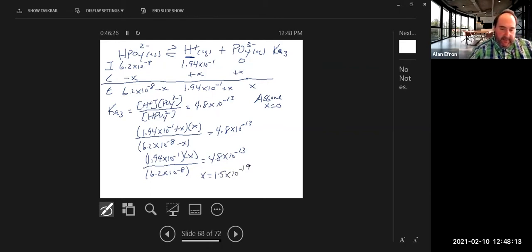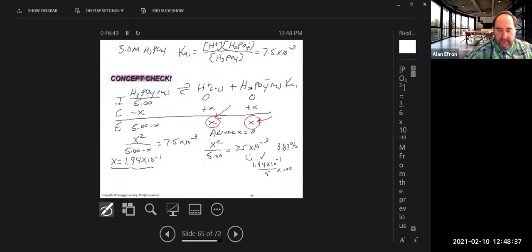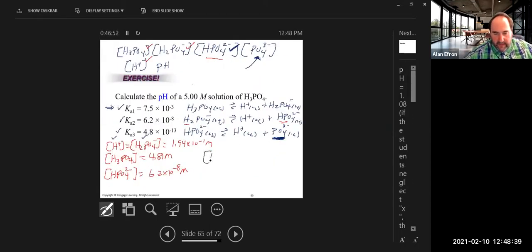You want to check it, but it pretty much should be good. 1.94 times 10 to the minus 1 times 100, nowhere even near 1%. So the check is good here. Again, what that means in terms of our table is that X value is our PO4 3 minus, and we could add that to our list here. So our PO4 3 minus concentration is 1.5 times 10 to the minus 19 molar.